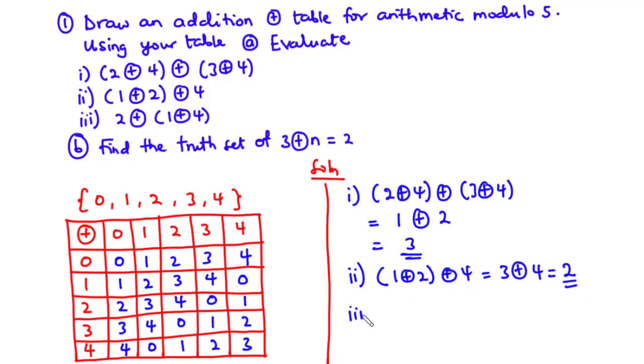Now for III, we are going to evaluate 2 plus (1 + 4). Now let's solve brackets first. So 1 plus 4, this is 1, and then this is 4. So 1 plus 4 gives 0. So we have 2 plus 0. From the table, this is 2, and then this is 0. So 2 plus 0 gives 2. So this is the value for 2 plus (1 + 4) from the table.